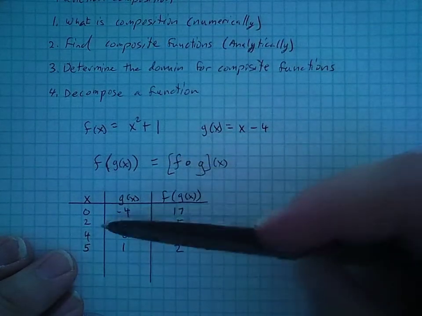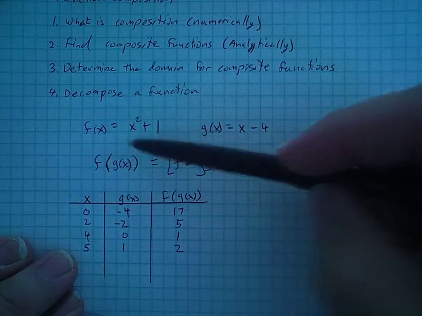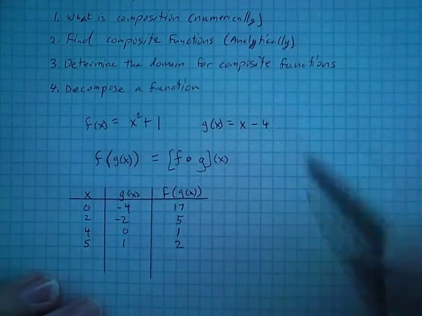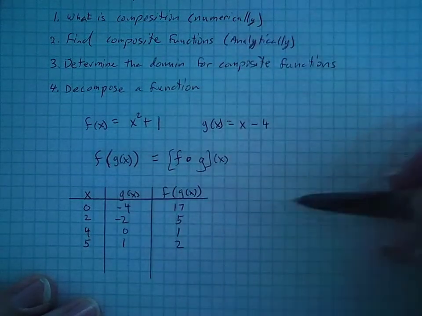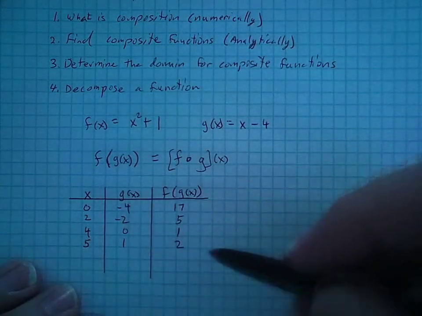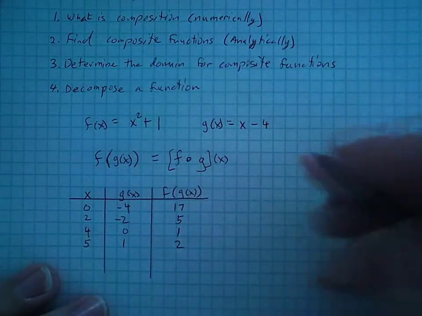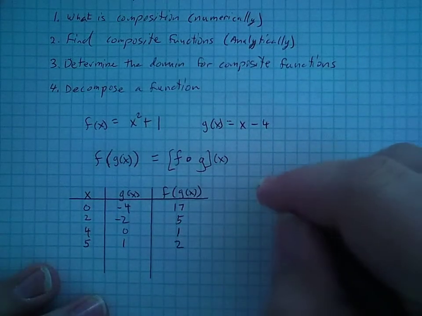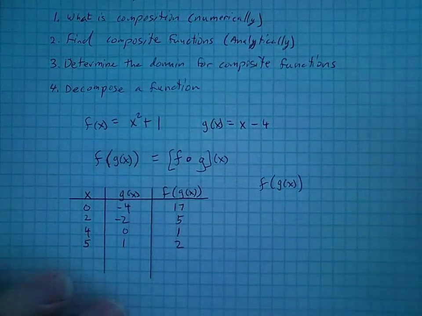You're sticking your x into the inside function, and then you take the answer to that and put it into the other function. This is, like I said, a numerical explanation. We can actually shortcut this process. Rather than having two different functions we have to use, what we want to do is make a new function that does the job of f of g of x without taking so many steps.